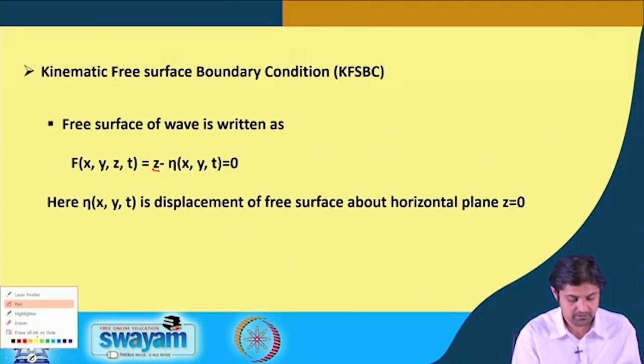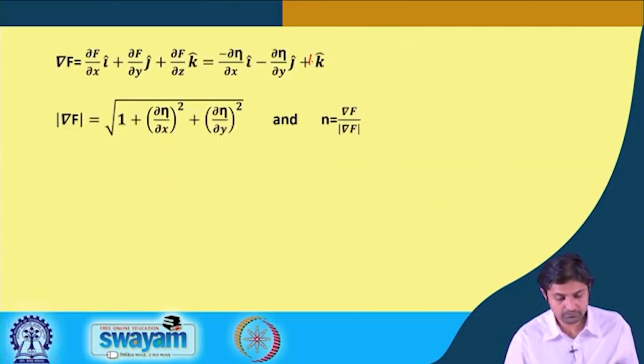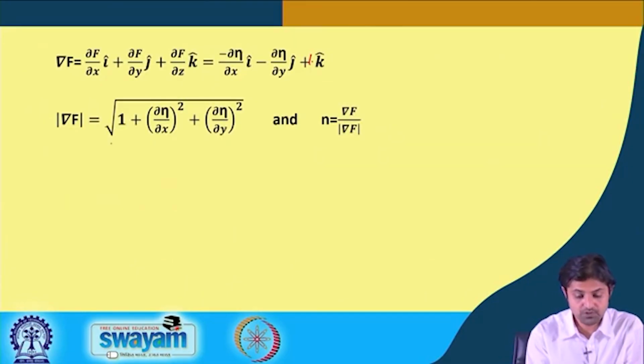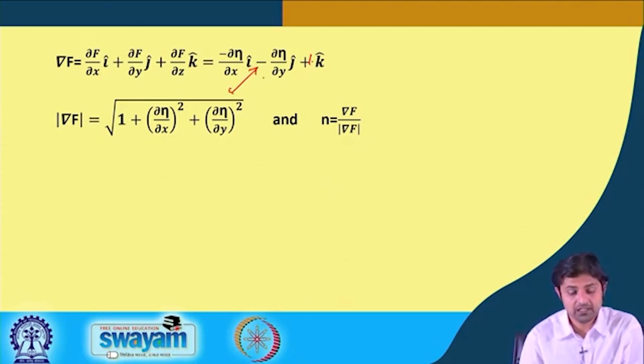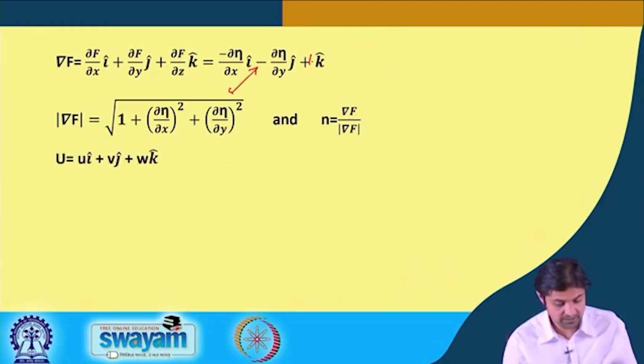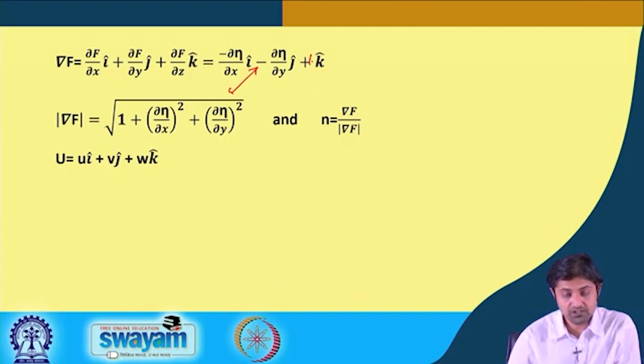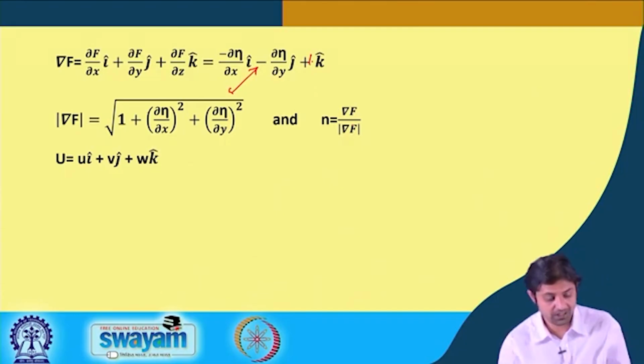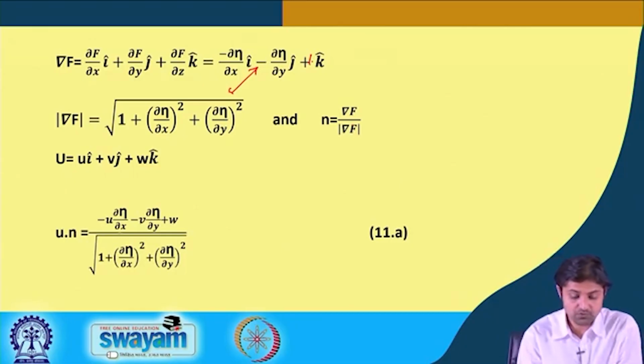And modulus of del f, if we take the modulus, it will be square root of 1 plus del eta by del x whole square plus del eta by del y whole square, and the unit normal vector will be del f by modulus of del f. If we assume the velocity is 3 dimensional, ui, vj and wk, then u dot n is going to be minus u del eta del x minus v del eta del y plus w.